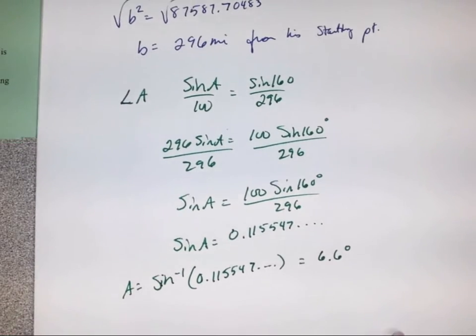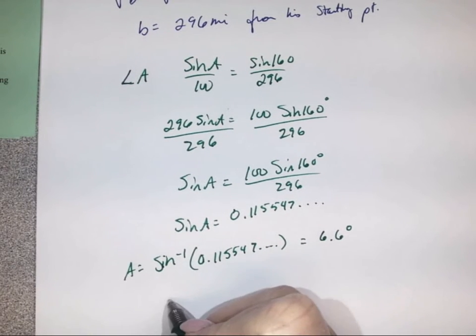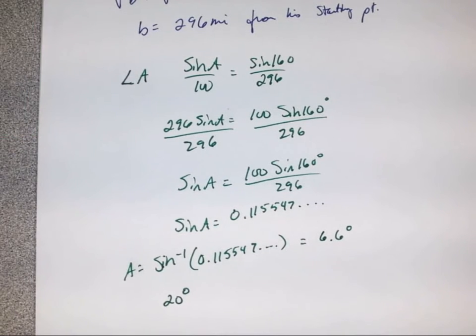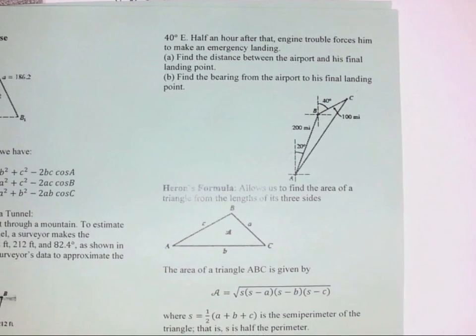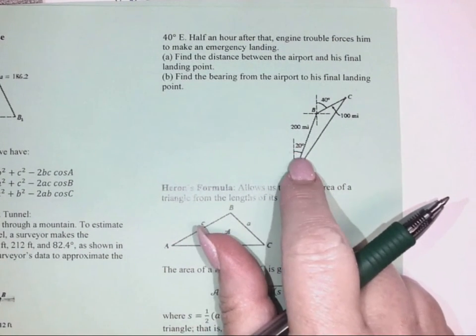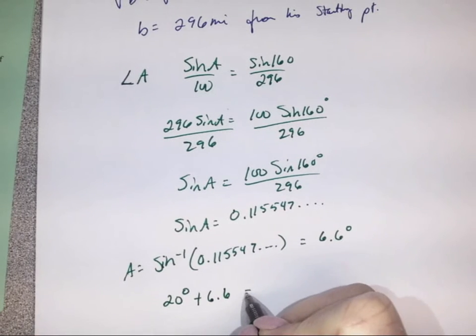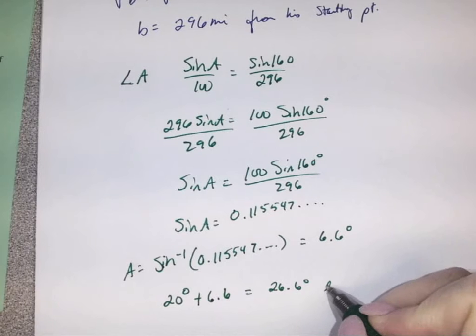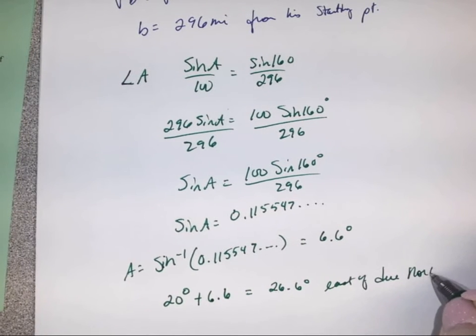All right, so if we have 6.6 degrees, then you could always go up to 7 if you wanted to. So 20 degrees, we're looking for that entire angle. We have to add the angle that was already there because we want to go due north. 20 plus 6.6 would equal 26.6 degrees east of due north.